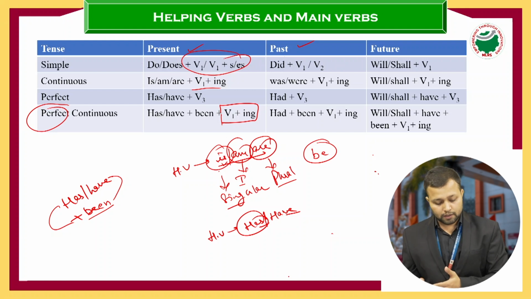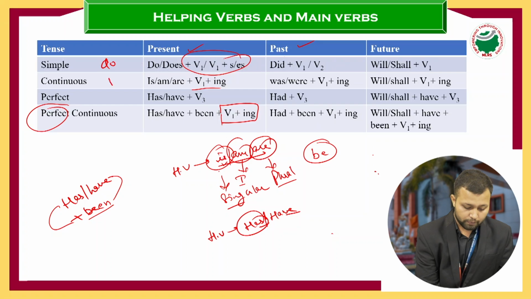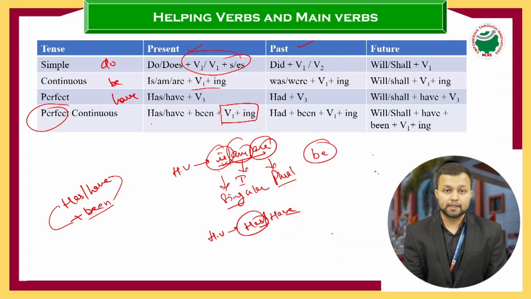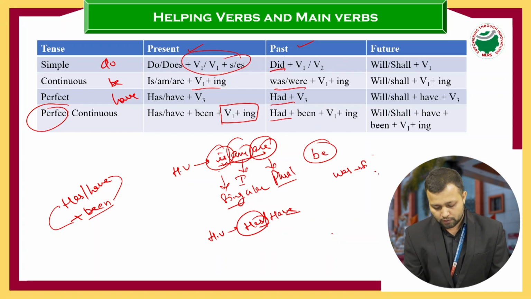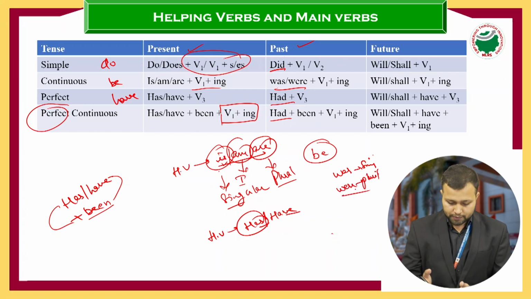Moving on to past tense, in the same way, the past forms of do, be, have will be used in past tense. In past simple, did is there, that is the past form of do. Was, were are past forms of be. Had, past form of have. In the same way we have did, was/were, had. Was will be used with a singular subject. Were will be used with a plural subject. Done. Main verbs I have mentioned.